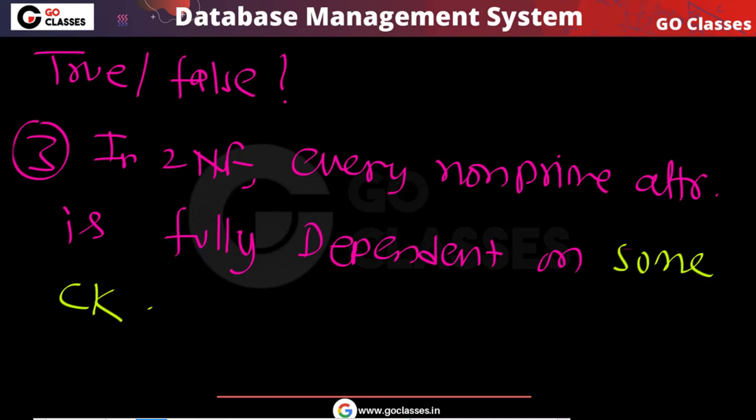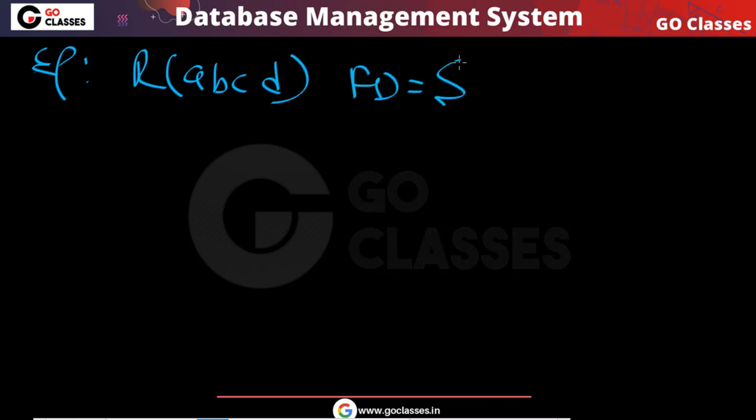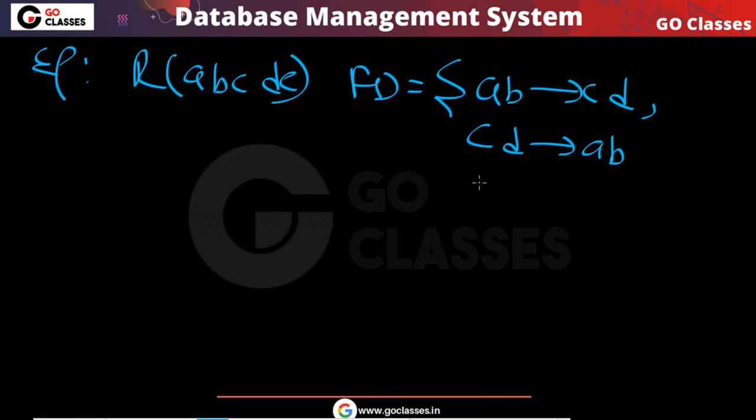And this last statement: every non-prime attribute is fully dependent on some candidate key. Is it true or false? Just think about it and tell me. In 2NF, every non-prime attribute should be fully dependent on every candidate key, not just some. So this is false. You can take an example. Consider relation ABCDE with these functional dependencies: AB determines CD, CD determines AB, and D determines E.